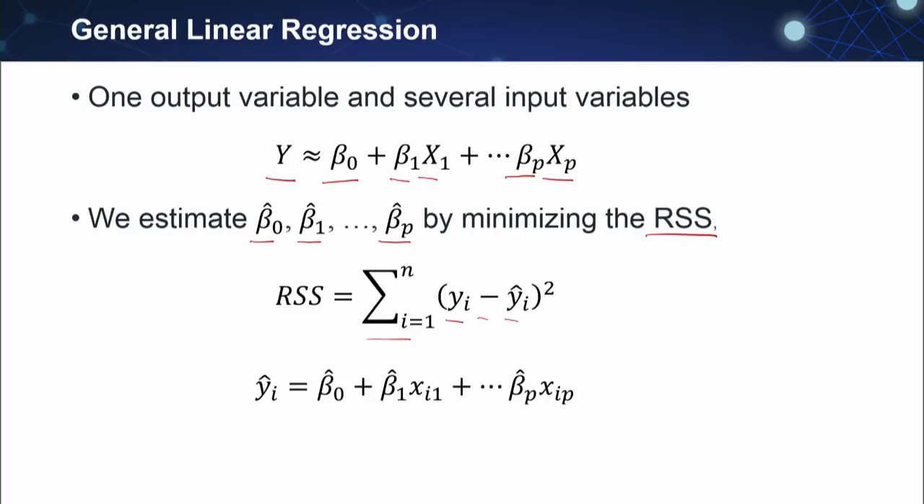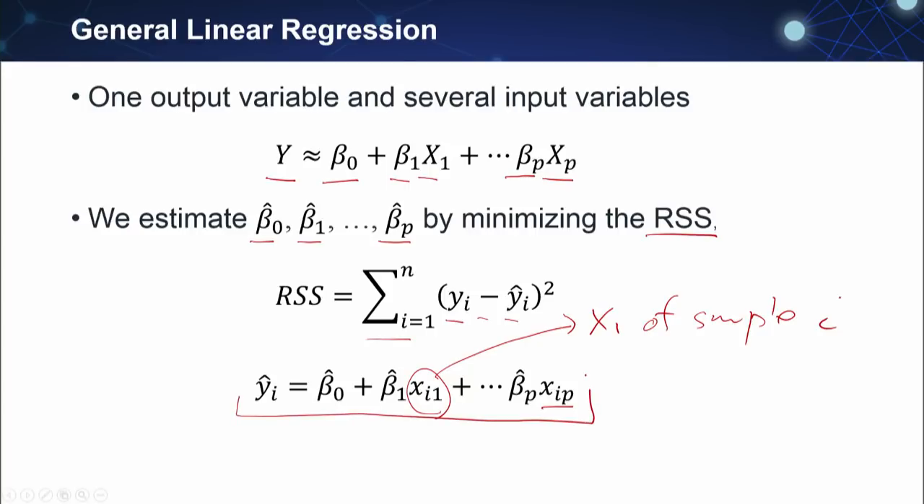And for each sample case, the yi hat is given by beta 0 plus beta 1 xi1. This xi1 is the variable x1 of sample i. Similarly, xip is the xp of sample i. So for each sample, the predicted value yi hat is given by these equations.